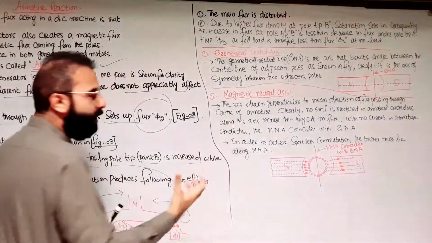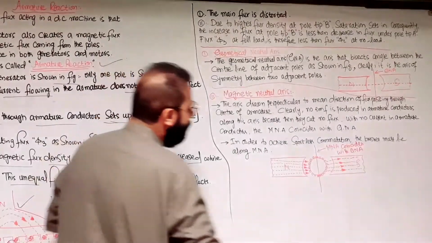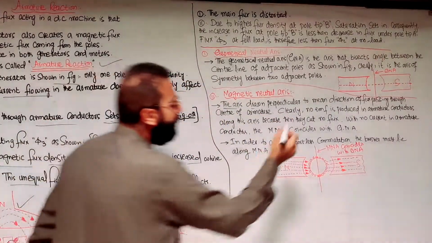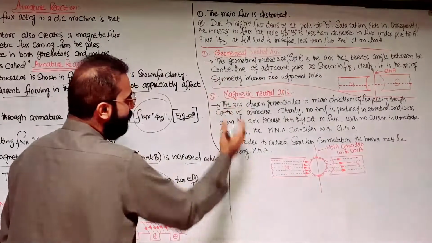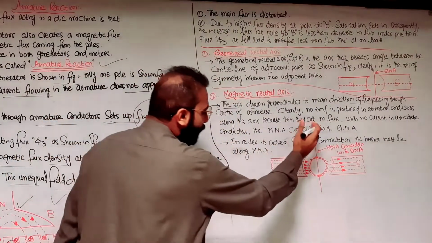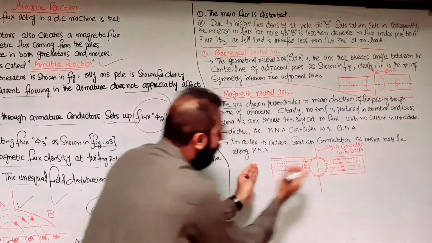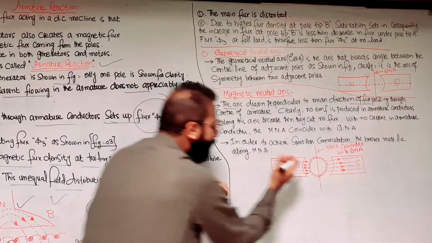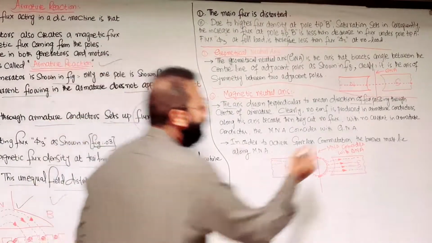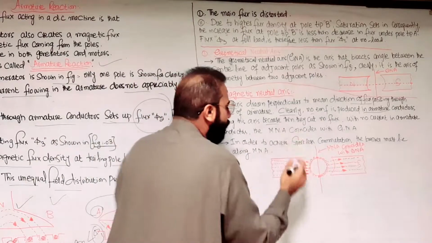The second one is the magnetic neutral axis, normally termed the MNA. This is the MNA. It is the axis drawn perpendicular to the mean direction of the flux passing through the center of the armature. So this is the armature. This line is drawn perpendicular to the mean direction of the magnetic lines of force passing from the poles and crossing the armature. Clearly no EMF is produced in the armature conductors along this axis, because they cut no flux.